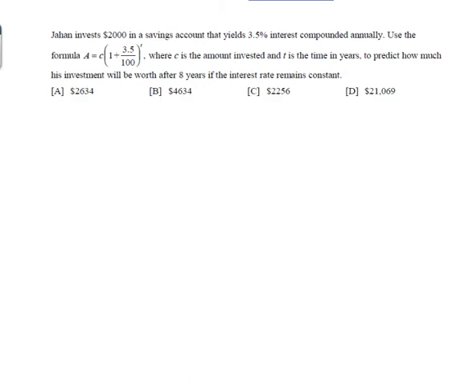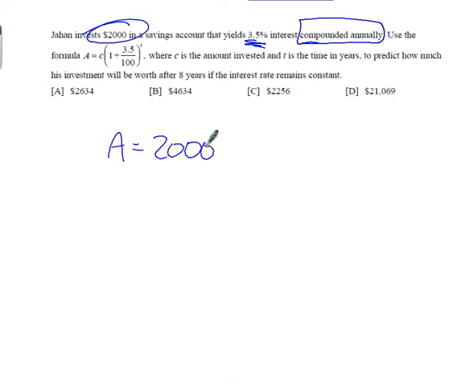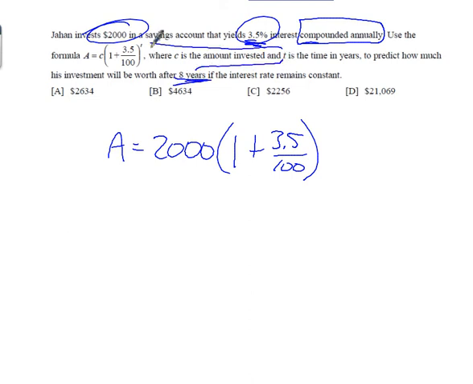Jahan invests $2,000 in a savings account, yields 3.5% interest compounded annually, compounded once per year. And they're going to give us the formula anyway, where C is the amount invested. So C is the amount invested, 2,000, 1 plus 3.5 over 100. That's the 3.5%. And to the T power, and they're asking for what's it worth after 8 years. So 8 is going to go into T. T is this one up here. All right, so 8 right there.